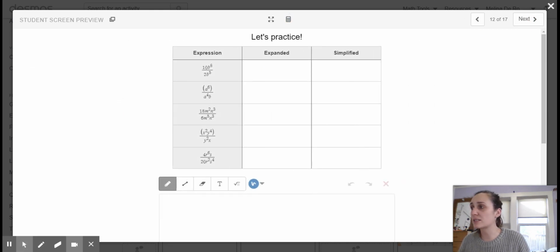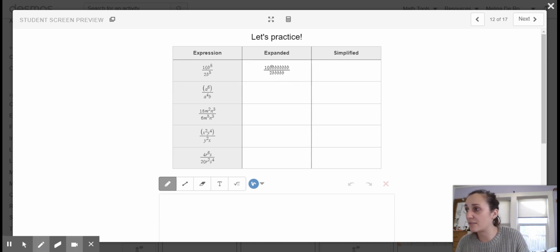For this problem here, let's start by expanding it. I have 10, and then I have 8 b's: 1, 2, 3, 4, 5, 6, 7, 8, divided by 2, and then I have 5 b's: 1, 2, 3, 4, 5. Now remember, any number divided by itself is 1, or any letter divided by itself is 1.